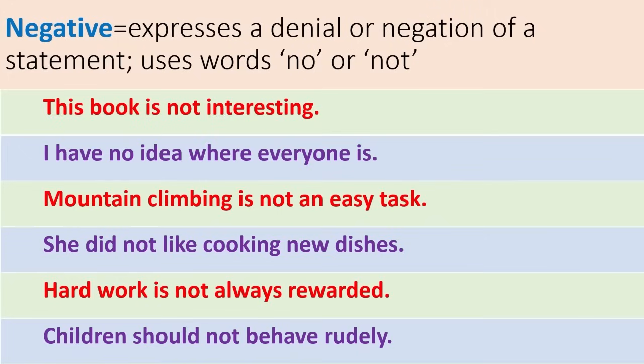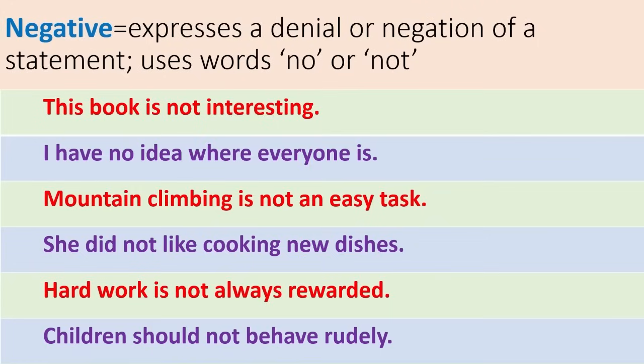Mountain climbing is not an easy task. Now when we are speaking, is not is pronounced as isn't, short form. I have given you all the short forms in the videos on primary and modal auxiliary verbs. Please go to those videos and watch them. So mountain climbing is not an easy task. Now I'm reading slowly. So I'm saying is not. When you speak faster, you say isn't.